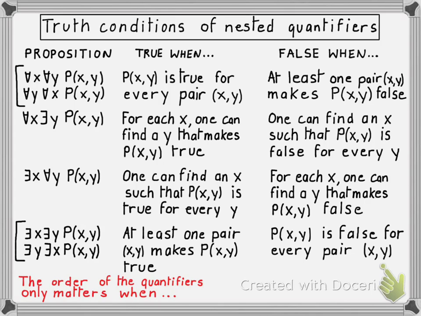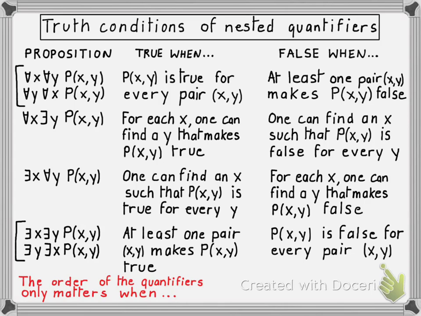Well, notice, for example, here that when we swap the order of the for all and there exist quantifiers, we obtain two different sets of truth conditions. So in this case, the order definitely mattered. On the other hand, in this case, when we swap the order of the universal quantifiers, and in that case, when we swap the order of the existential quantifiers, in each case we ended up with logically equivalent propositions.